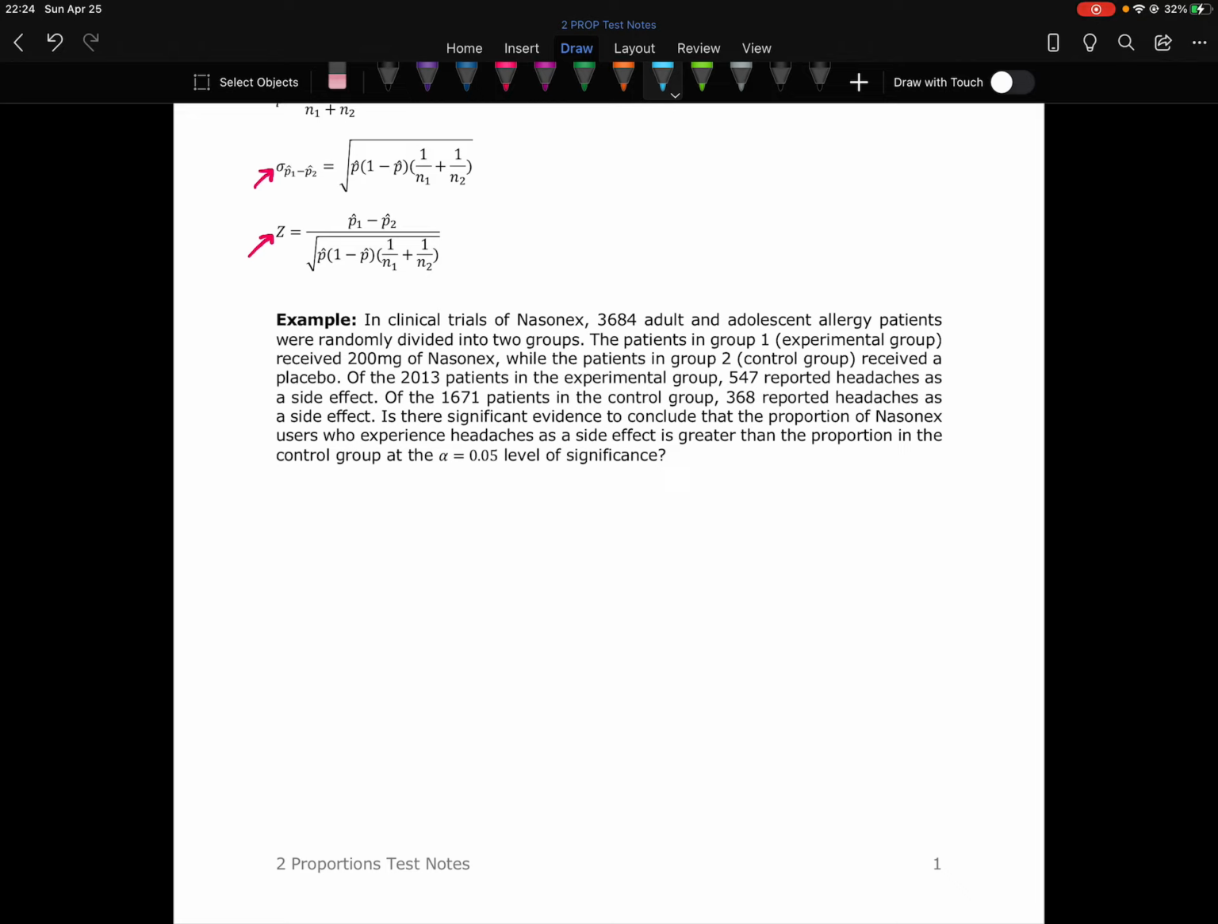So there's a lot of information to unpack in here. The first thing is we were looking at 3,684 adult and adolescent allergy patients. We divided them into two groups. So that's going to tell me, okay, I'm looking at the difference between two proportions, compared to comparing a single proportion to a given statistic like we were doing before.